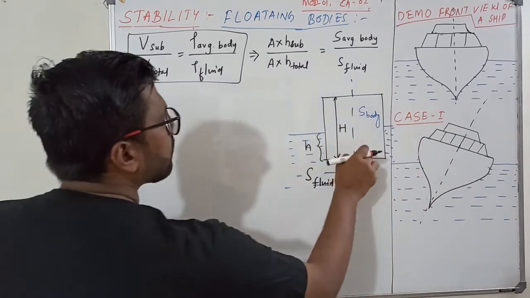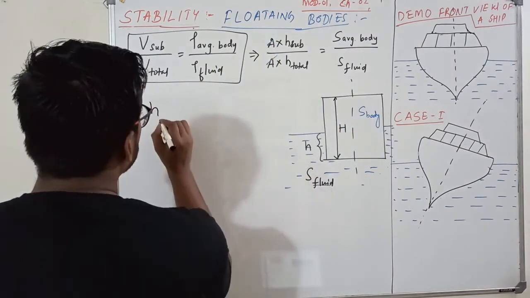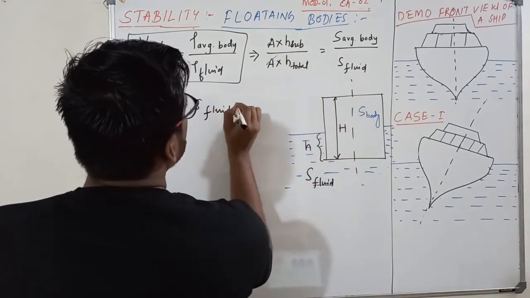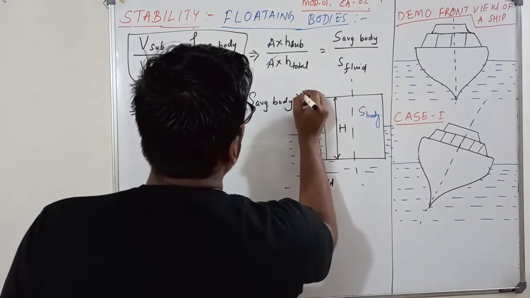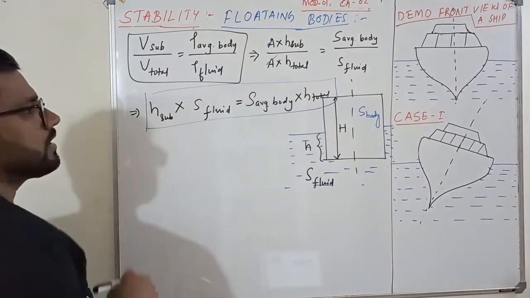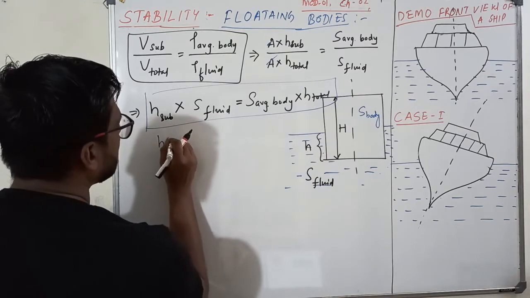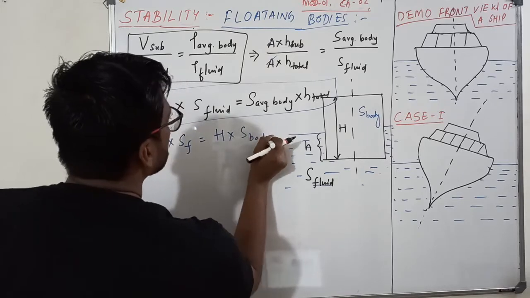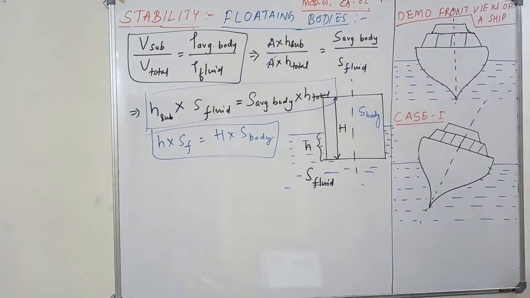So from this formula, what can I write? If A and A cancel, you can write the h submerged multiplied by s of fluid is nothing but s body, that is s average body multiplied by h total. This is the formula. This is the condition for stability. As per this diagram, I can write h multiplied by s fluid is equal to capital H into s body. So this is your condition for stability.